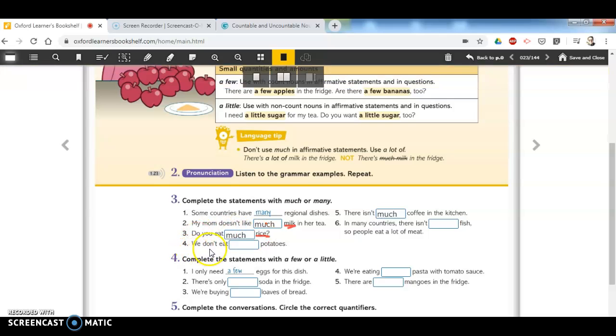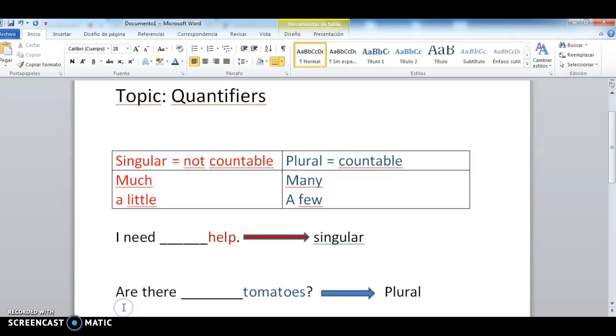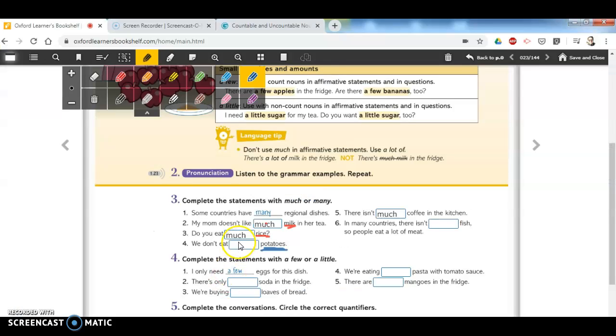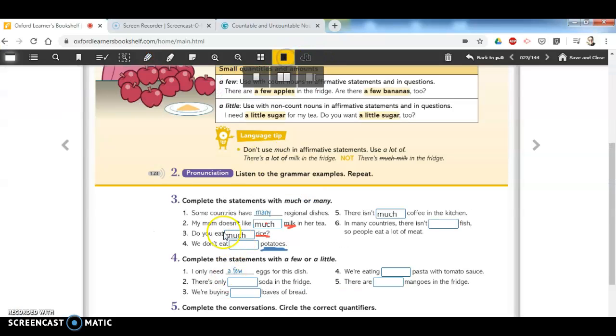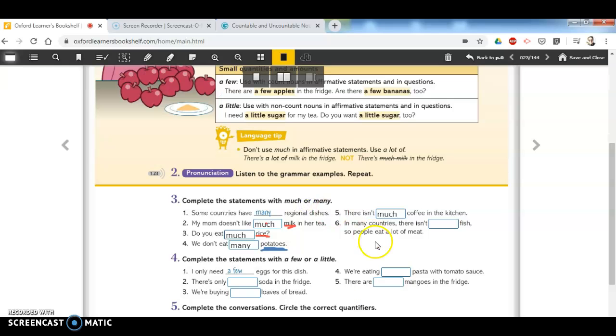Number 4, we don't eat blank potatoes. Okay, now this is plural, so I'm going to be using blue to remember. Okay, what does the color blue mean? Okay, means that is something countable. I can use many. So I'm gonna write here many.